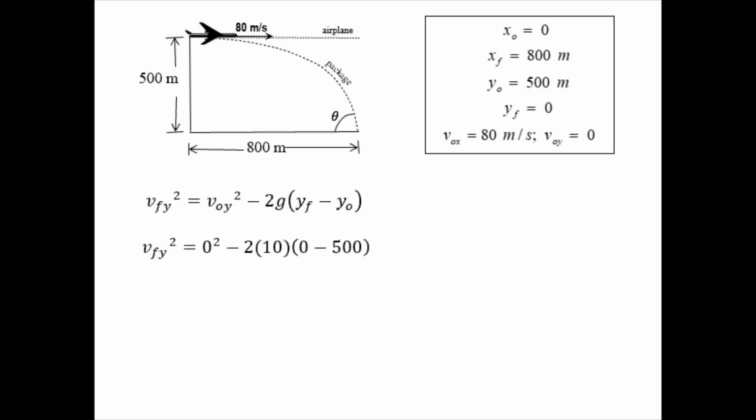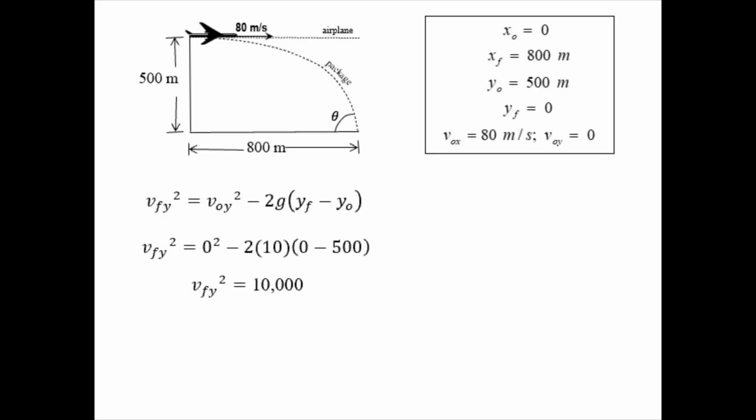It had no up or down velocity at all at the beginning. So that's a 0. g, roughing it out, is 10 once again. y final is 0, y original was 500. Being careful with our signs here. We need to be careful with our signs. And we get v final y squared equals 10,000.